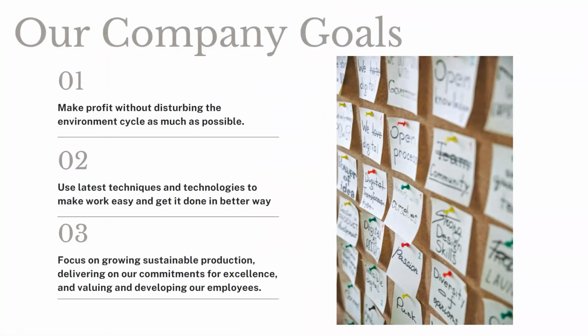Going over our company goals, the first goal that we have is to make profit without disturbing the environmental cycle and do it in a sustainable way. Secondly, we want to use state of the art technologies to make sure that the work that we are carrying out is easier to do and we are able to do it in an efficient way. Finally, our focus is to grow a sustainable production, which delivers our commitment for excellence and values for developing our employees.